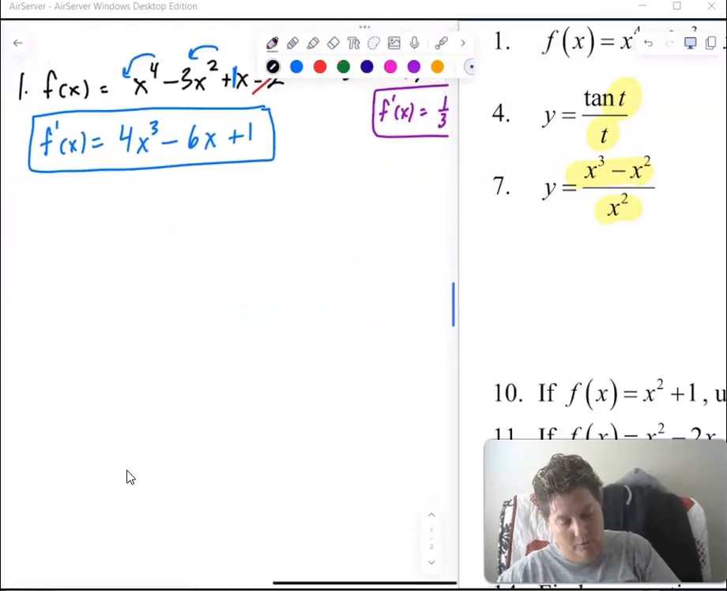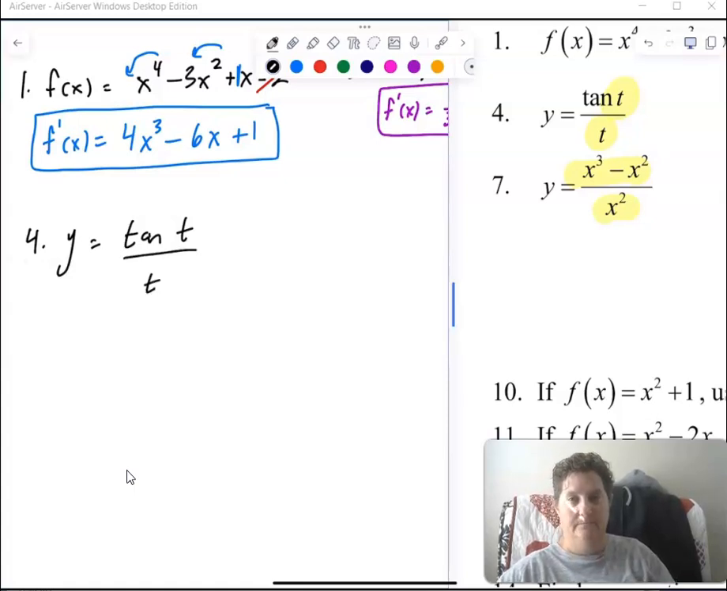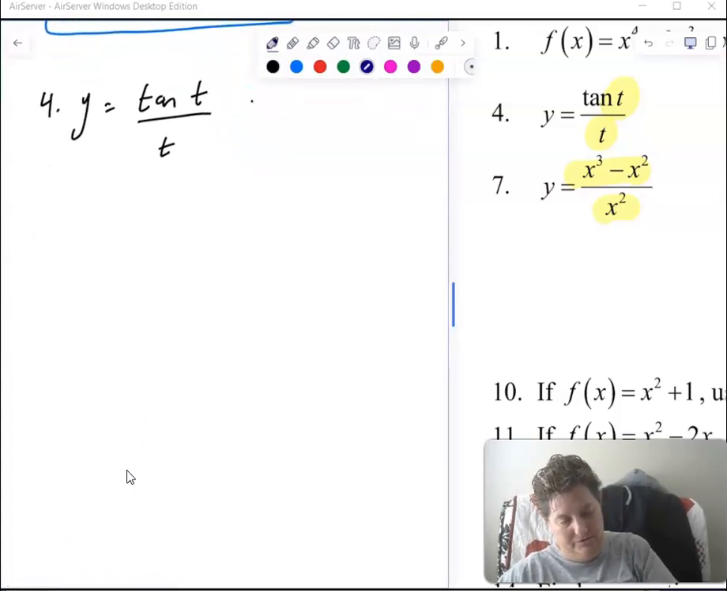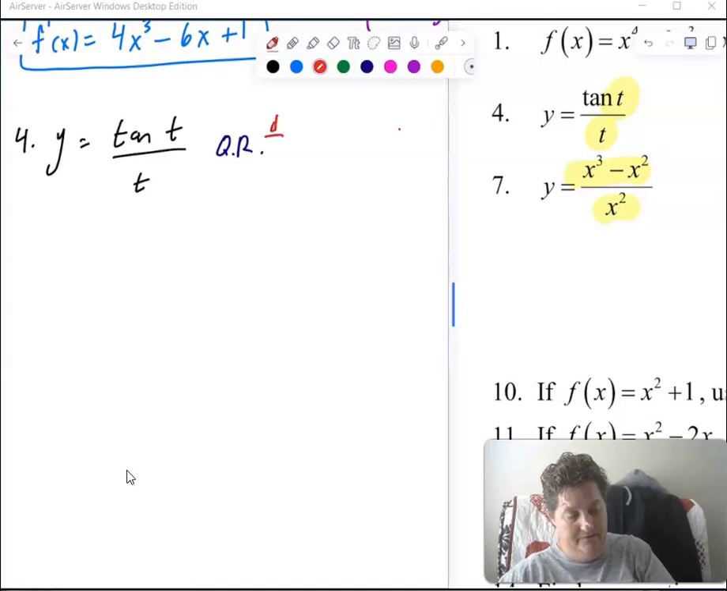Okay, number 4 says tangent of t over t. Now, this we are definitely going to use the quotient rule on. What you need to remember for this problem is that the derivative of tangent is secant squared. Okay, so that's a derivative that we have learned, the derivative of tangent.